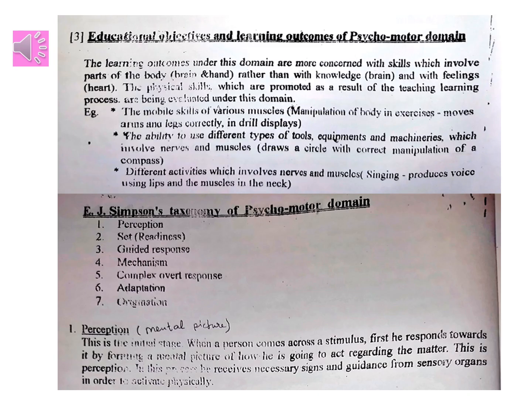What do we have to test in students? We have to test the students' performance, their skills also, right? So physical skills here. Example, the mobile skills of various muscles. Manipulation of body in exercises, moves arms and legs correctly in drill displays. You can judge the students' skills in drill displays. That's one example.